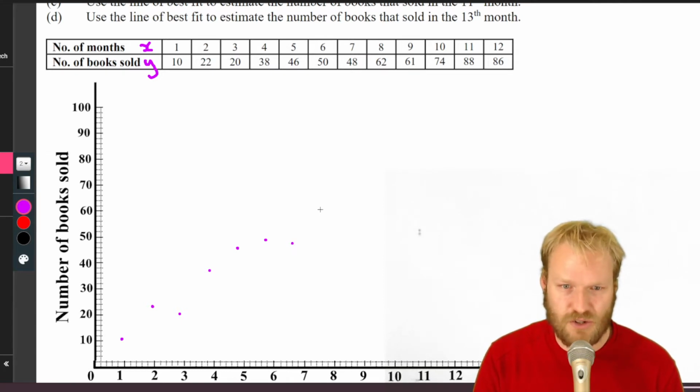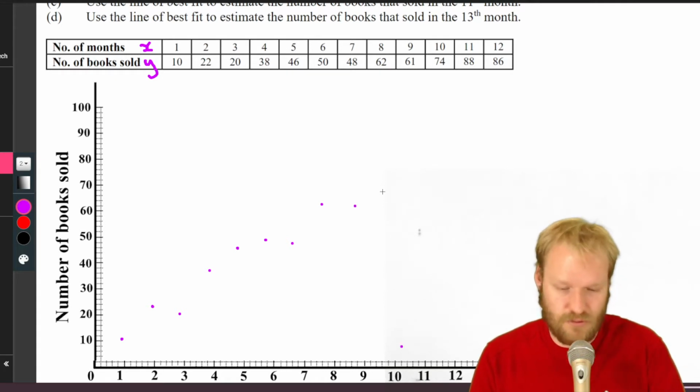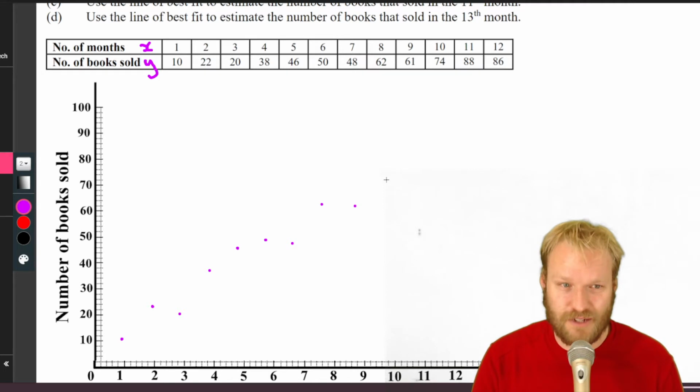8, 62. There we are. 9, 61, a little bit below there. 10, 74, so 74 is up there, give or take. 11, 88. And 12, we're at 86, so a little bit below.